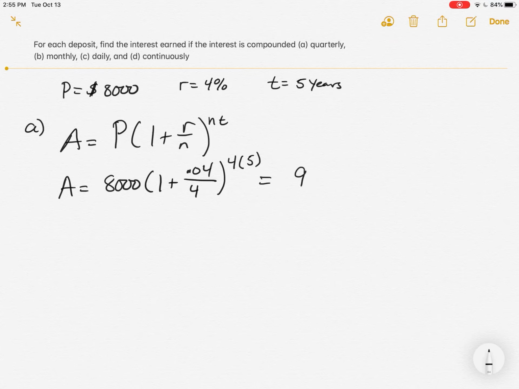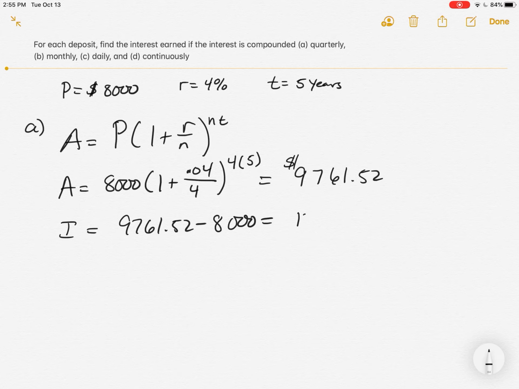An accumulated amount at the end of the 5-year period of $9,761.52. So the interest earned, which is what they're asking, is 9,761.52 minus 8,000, which nicely is 1,761.52. That's the answer to part A.